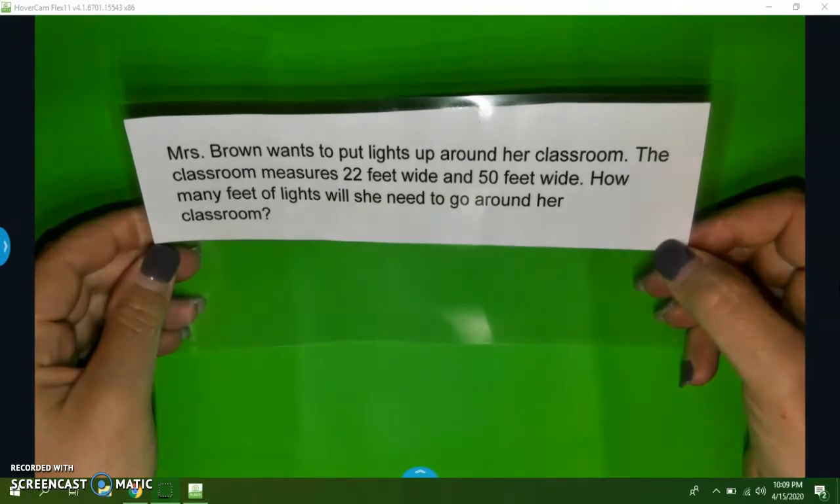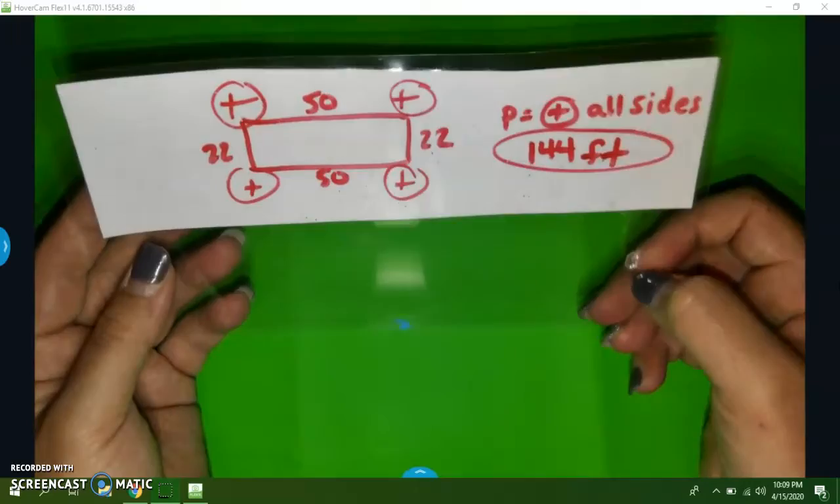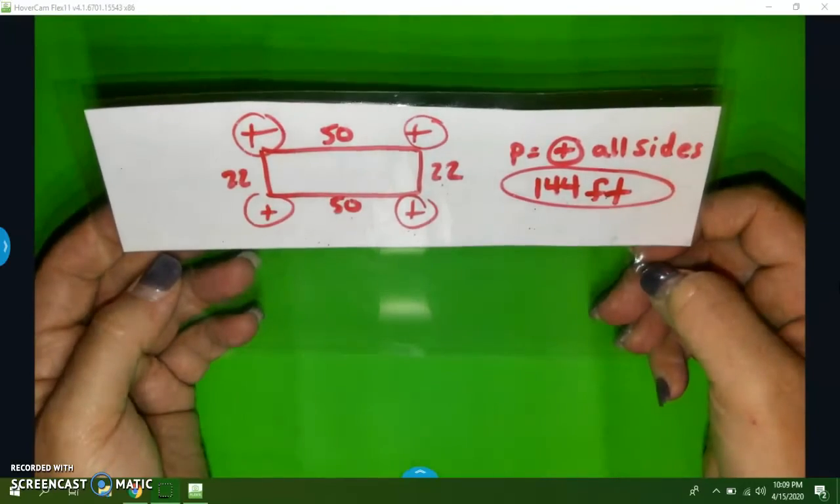So if you're not done, make sure you have paused the video. I'm sure you're not done that fast. Well, some of you might be. Alright. You should have calculated the perimeter and you would have gotten 144 feet total.